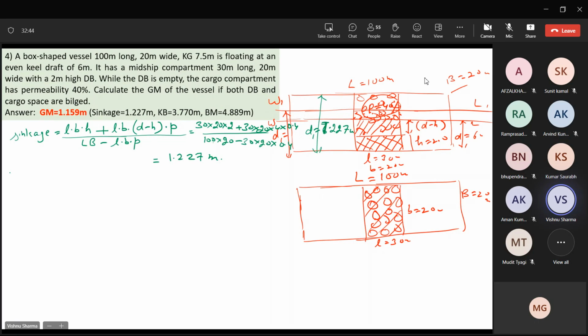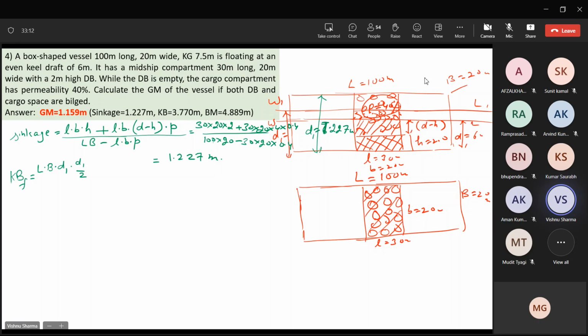So KB final. First, write down the notational form. Vertical moment of underwater volume. Talk to yourself like this. Vertical moment of the underwater volume up to W1L1. What is the underwater volume? LBD1. Then asking yourself a question, what is its lever? D1 by 2.